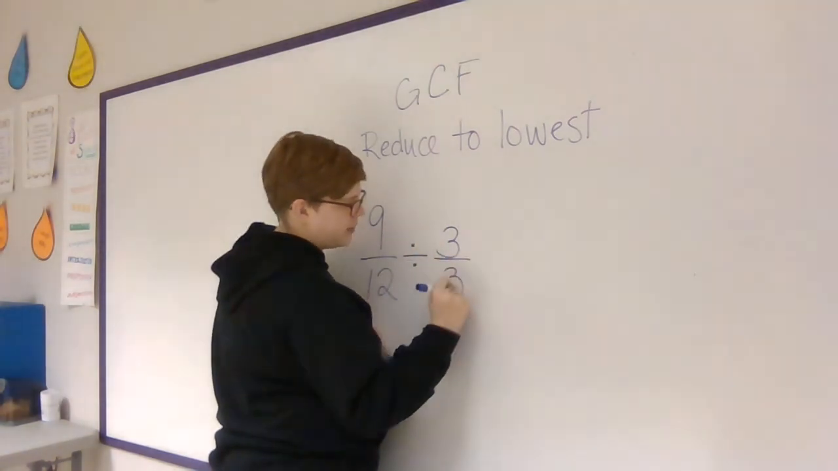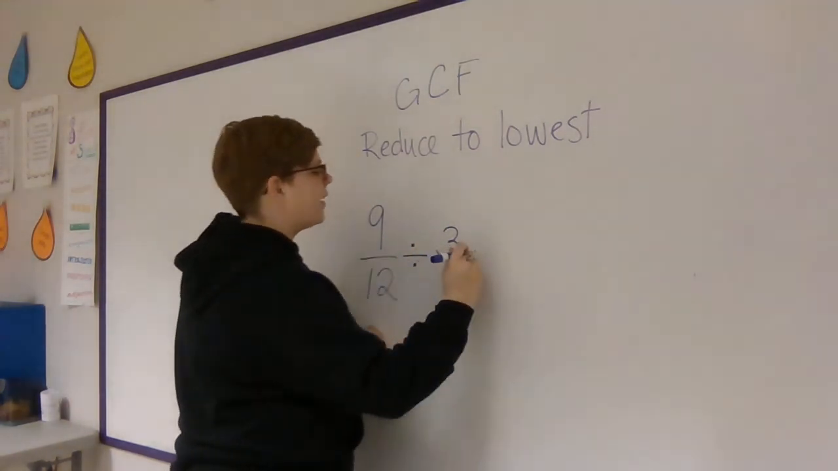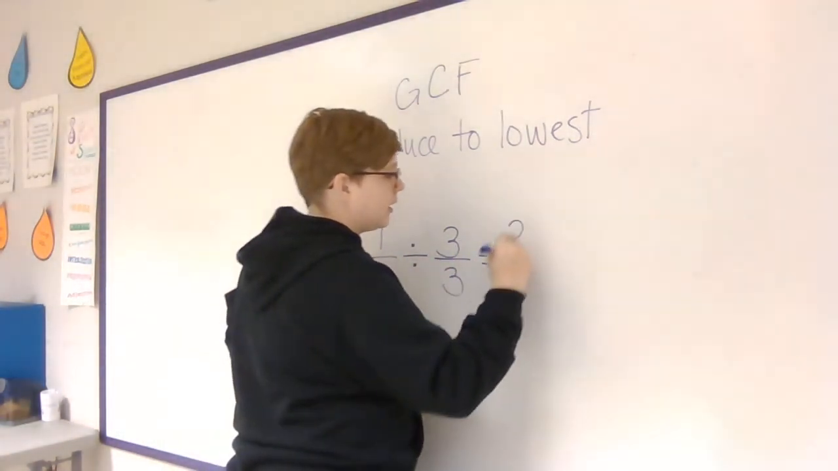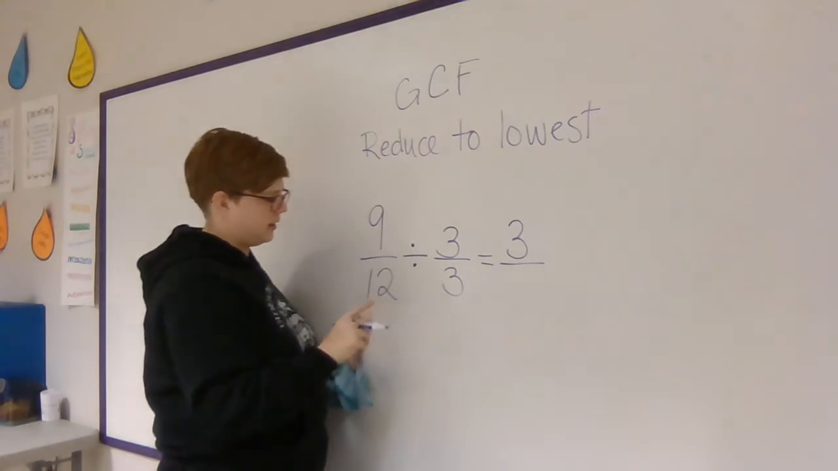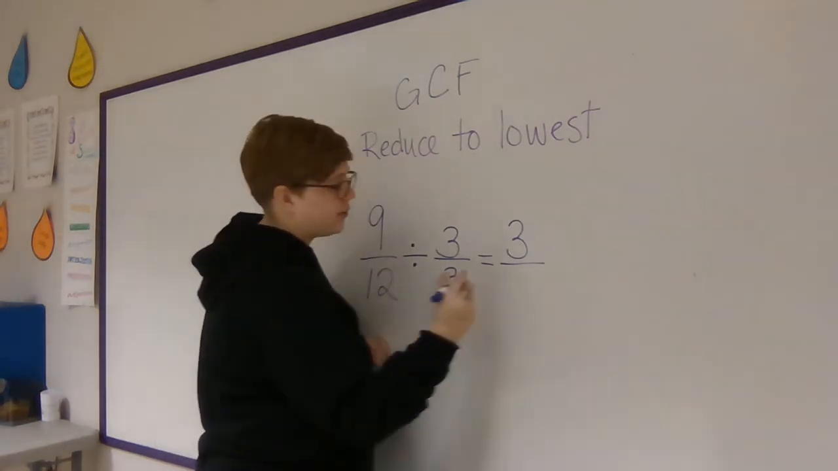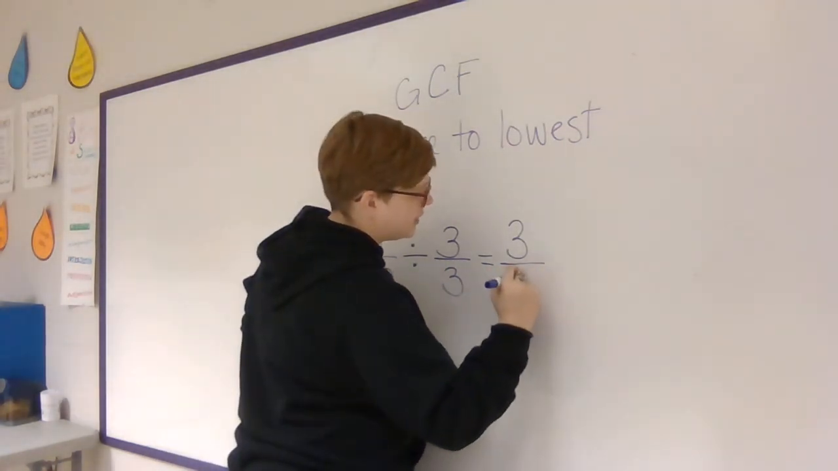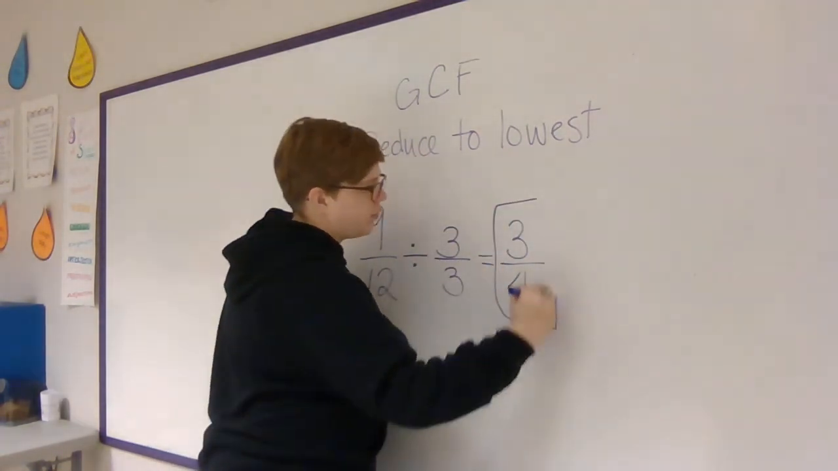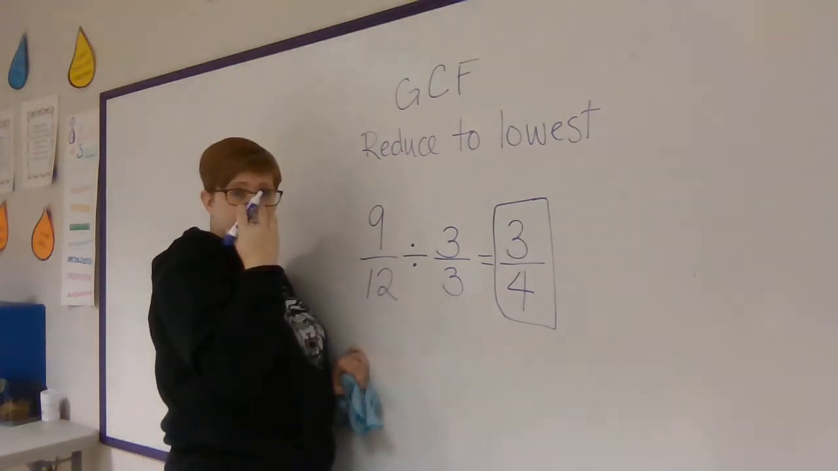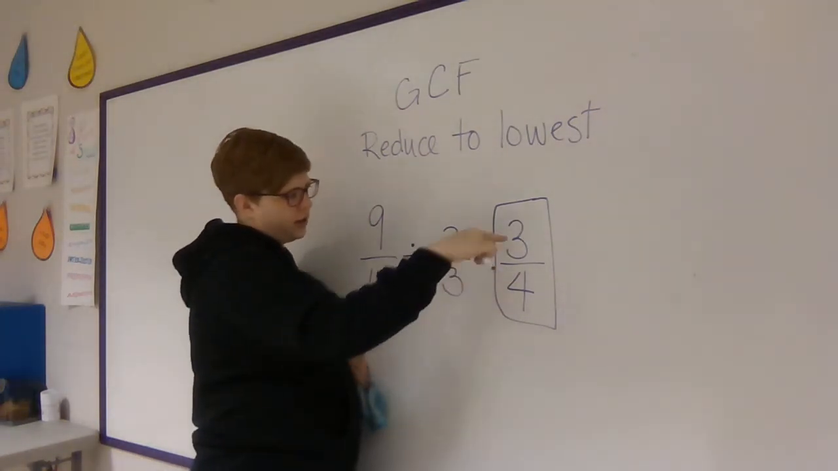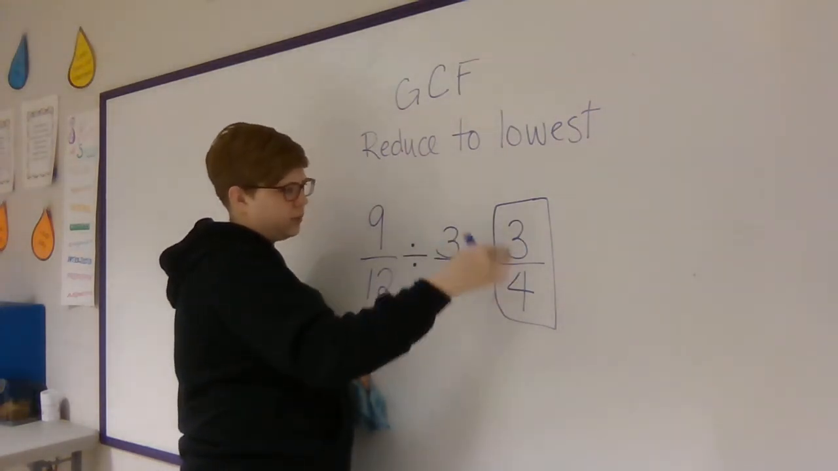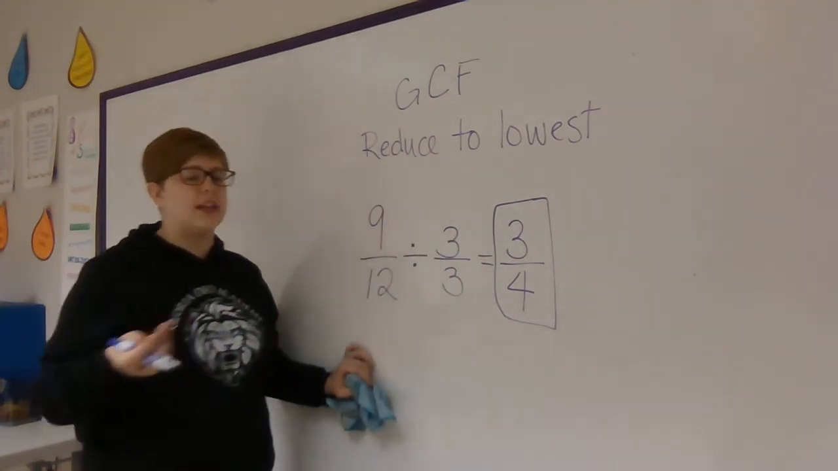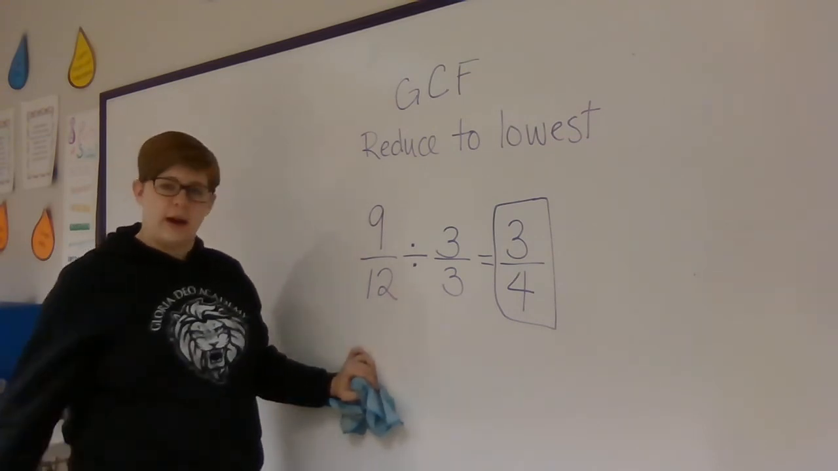Both sides are going to be divided by our greatest common factor, which is 3. 9 divided by 3 is 3. 12 divided by 3 is 4. Can I divide 3/4 into any more numbers? No, because 3 won't go into 4 evenly, 2 won't go into 3 evenly, so 3/4 is the lowest terms that I can divide 9/12 by.